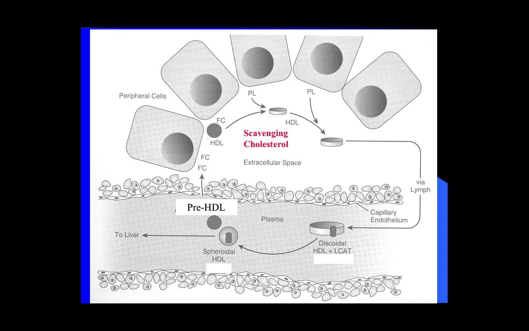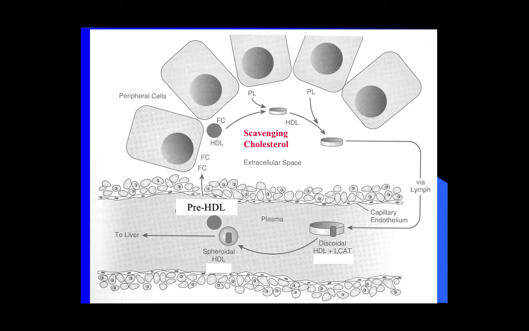Phospholipids. So PL is phospholipids. So they're bringing in cholesterol. They're kind of mixing it in with their phospholipids. They're taking phospholipids from the surface of cells. They do that until they get to a certain size, and then they kind of go through the interstitial fluid, the lymph, and go back into the blood.